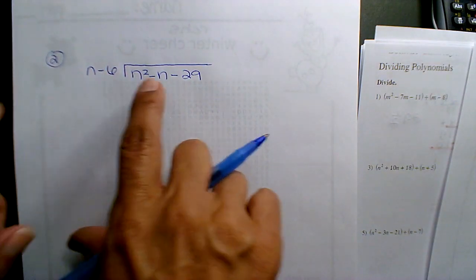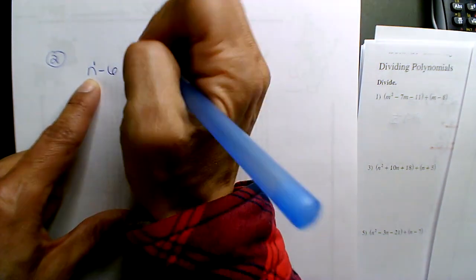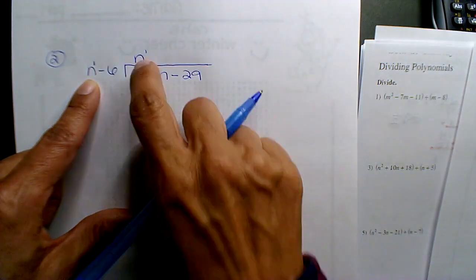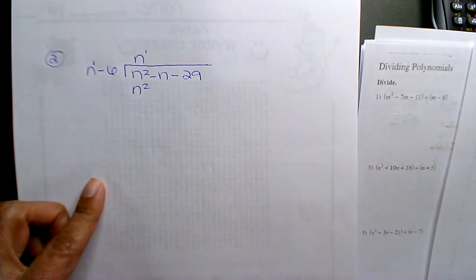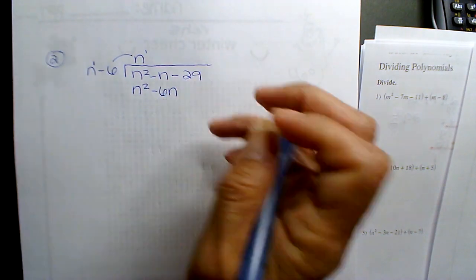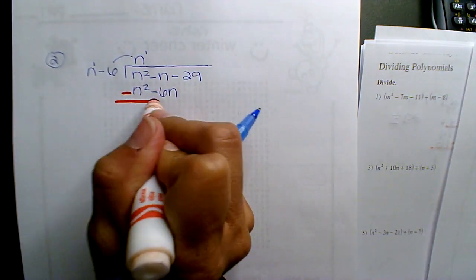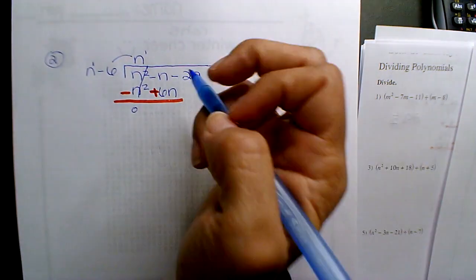Okay. Remember, this is n to the 1. You have n squared. How many more n's do you need? You need one more, because n times n, you add exponents, n squared. So then multiply, switch the signs. You got your 0, perfect.